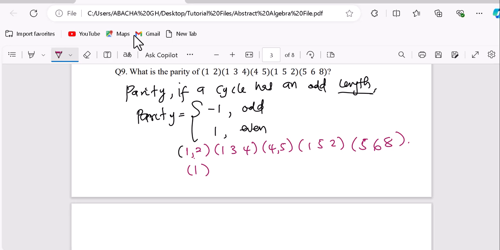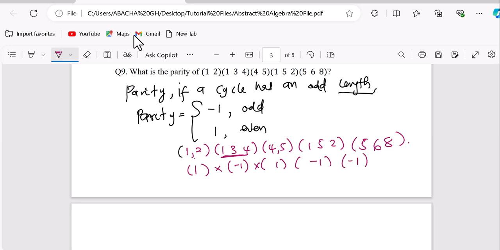So we are multiplying times this one. The length of the cycle is 3, so that's odd, and the parity will be -1. This one too, that's 2, so the parity is 1. This one, the parity is -1, and finally the parity is -1.